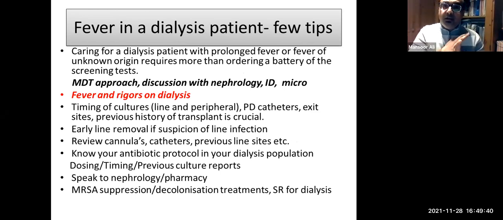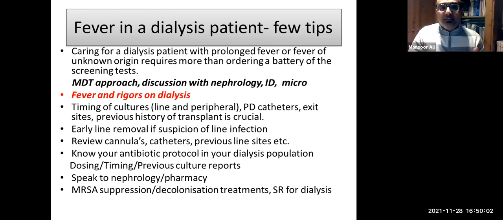Timing of cultures. So when you're doing cultures, do a line culture. You may not be familiar with line culture, but ask the dialysis unit, ask the nursing staff who look after these patients on the dialysis unit, would you do a dialysis line culture? It's very simple, it's very easy, and the nurse can do that without any problem, and ask them to label that properly. Random move, suspicion of line infection, especially fungal infection, MSSA infection.